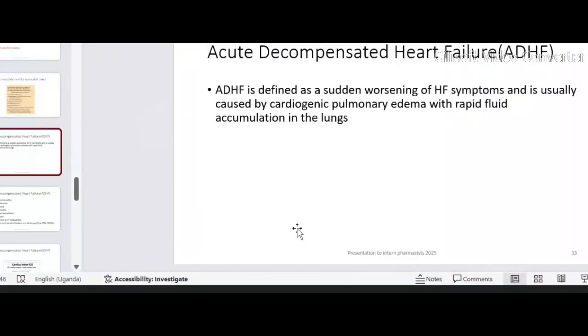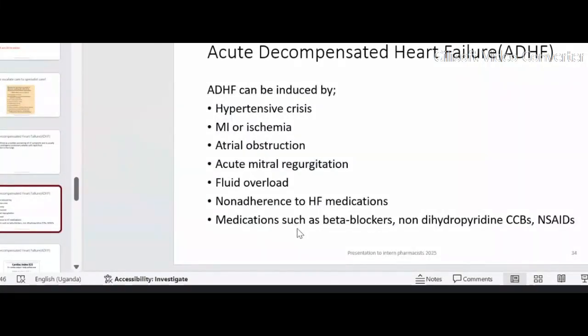The patient has been okay, but suddenly has difficulty breathing, wheezing, crackles, exertional dyspnea, and swelling limbs. Usually it is caused by cardiogenic pulmonary edema with rapid fluid accumulation in the lungs, which causes the difficulty in breathing. These patients can end up in ADHF, or what we call acute heart failure. You find some people calling ADHF acute heart failure. If someone says my patient is in heart failure, or in acute decompensated heart failure, or in acute heart failure, they are referring to the same thing.